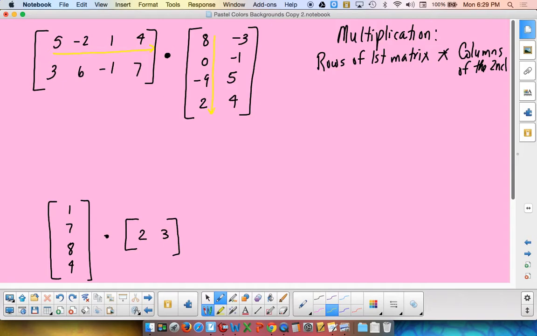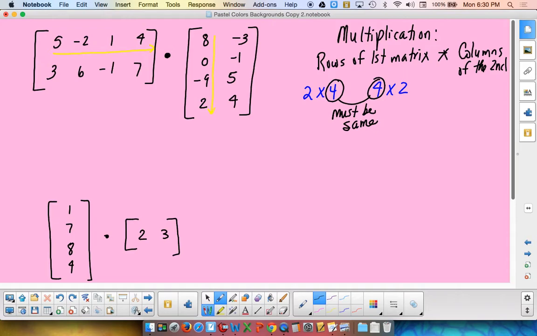Now, in terms of your dimensions, if you check your dimensions in this particular problem, the first one is 2 rows by 4 columns, and the second one is 4 rows by 2 columns. And if you'll recall, the key factor that has to be true is the middle numbers, those 4s, must be the same. So as long as those 2 are the same, or if you can visually count 4 across, 4 down, you know your matrix multiplication is going to work.